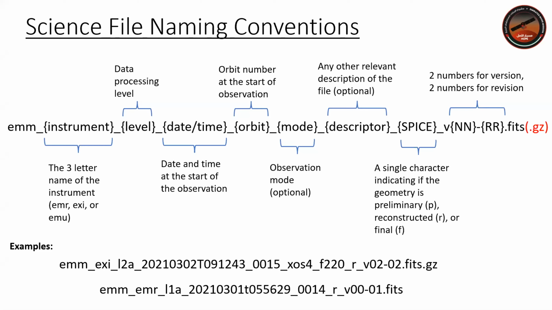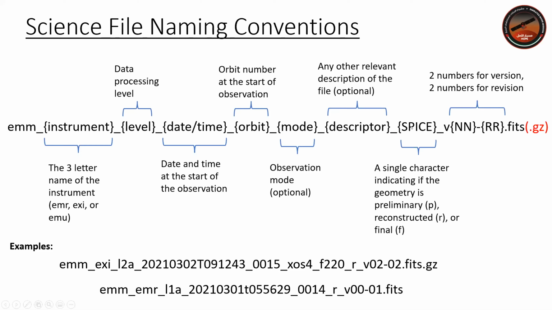Likewise, the orbit number is which orbit it is when the data in the file starts. The next 2 fields are the mode and the descriptor. These fields are both optional. Different instruments have different observation modes, and they can feel free to put that in the file name located here. And then any other relevant descriptors that are needed to understand what's in the file are in the next field.